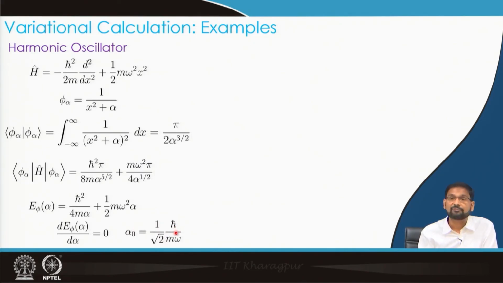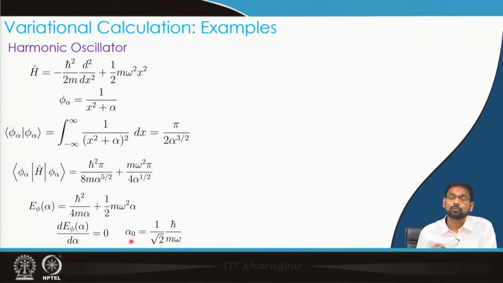If I consider atomic units, h bar as 1, and unit mass and unit angular frequency just for convenience, then I see alpha 0 is 1 over root 2. If you remember the previous case, we had some other value, but we will see how this value of alpha 0 influences the energy.